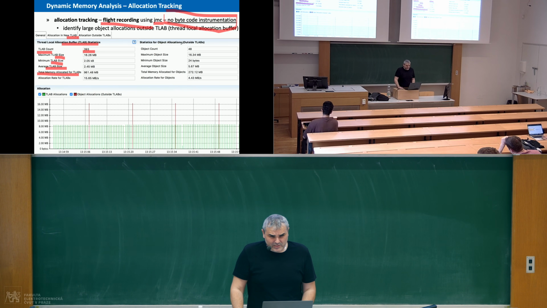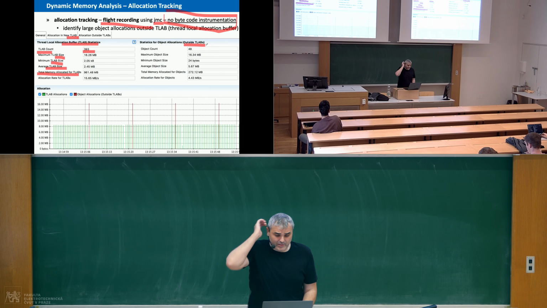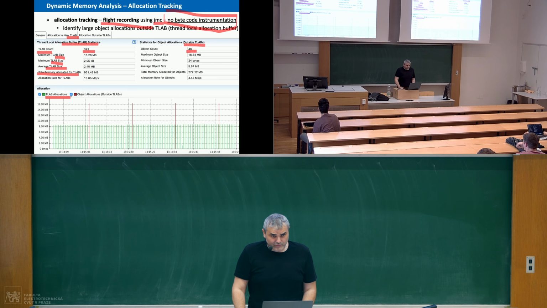You also have statistics about the number of objects which cannot fit the thread allocation buffer at all because they are very big, 48 in our case. What was the size, what is the amount, etc. And here you have a timeline with the instances of such allocations. Green are thread allocation buffer allocations, red are objects which cannot fit the thread allocation buffer at all.